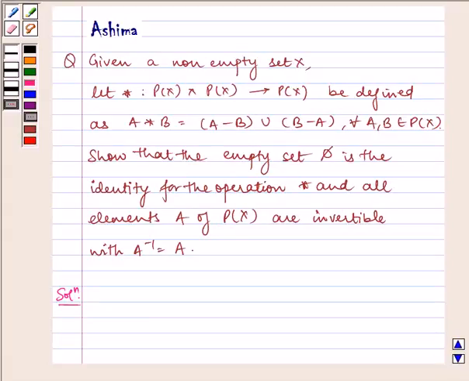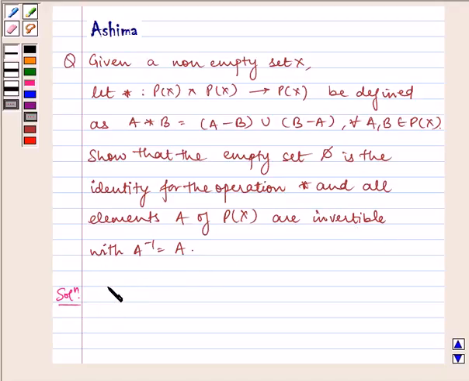Let us understand the following problem today. Given a non-empty set X, let star be a function from P of X cross P of X to P of X defined as A star B is equal to (A minus B) union (B minus A) for all A, B belongs to P of X. Show that the empty set phi is the identity element for the operation star and all elements A of P of X are invertible with A inverse is equal to A.